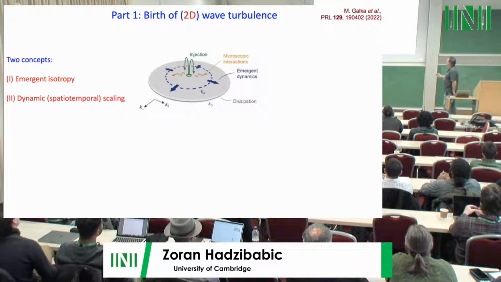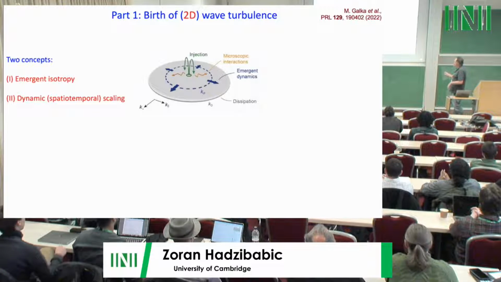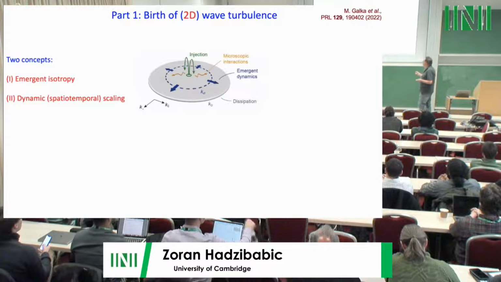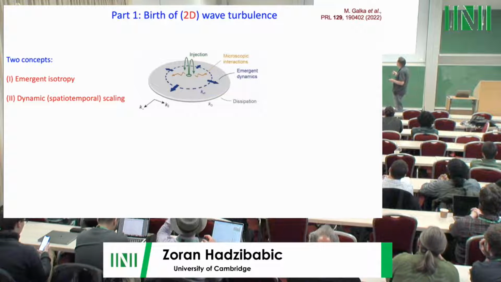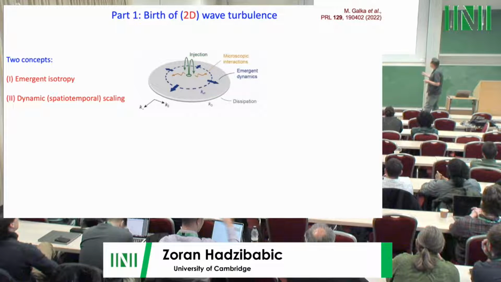Okay, so part one is on the birth of 2D wave turbulence. This is the idea. Even if it was a 3D system, we wouldn't know how to draw better than this, but it actually is a 2D system, so this is a full representation. This is in momentum space. And there are two key ideas associated with the birth of turbulence, with the emergence of turbulence starting from equilibrium. The first one is emergent isotropy.